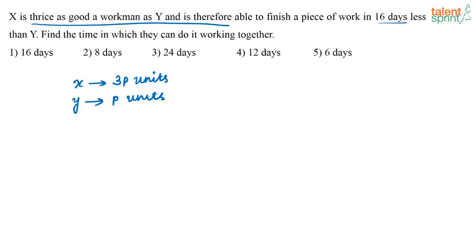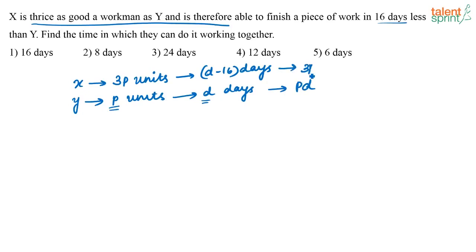Now, next, what are they saying? Again, I'm going to assume that Y is finishing the work in D days. So if Y finishes the work in D days, in how many days is X finishing the work? X is finishing the work in D minus 16 days. So the work that Y does in D days, X is taking only D minus 16. So what can I say? P is doing P units for D days, so the total work is nothing but PD. Here, what is the total work? The total work is nothing but 3P into (D minus 16).